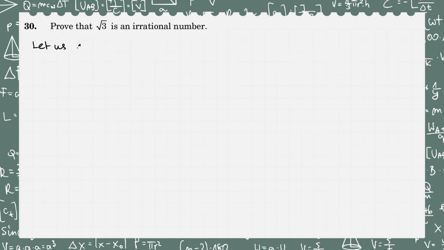Let us assume that root 3 is a rational number. We know the definition of a rational number: whenever we have a rational number, it can be represented in the form p by q, where p and q are integers, the denominator is not 0, and p and q do not have any common factors. That is the definition of any rational number.